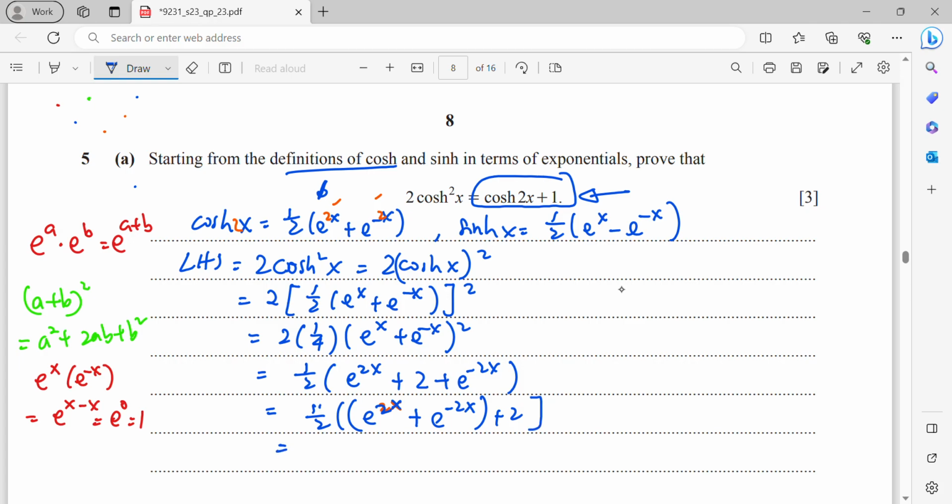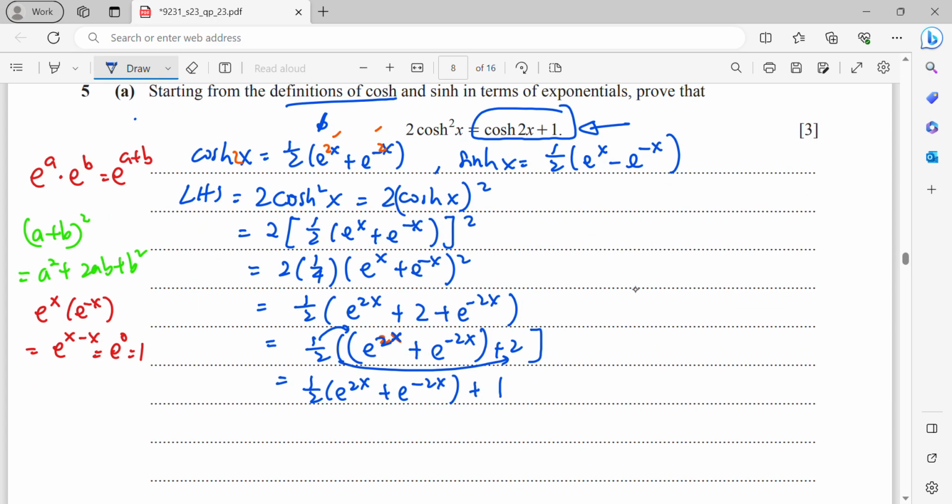So when I times in this half, it will be half of e^(2x) plus e^(-2x). Then the half times 2, it will be plus 1. So for the first term, it will be the cos 2x. And last term will be plus 1, which is same as the right hand side. Okay, so proven.